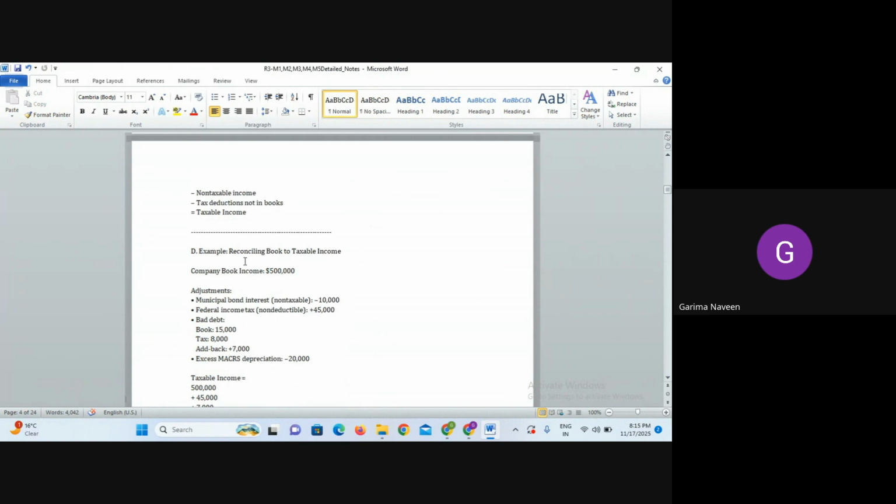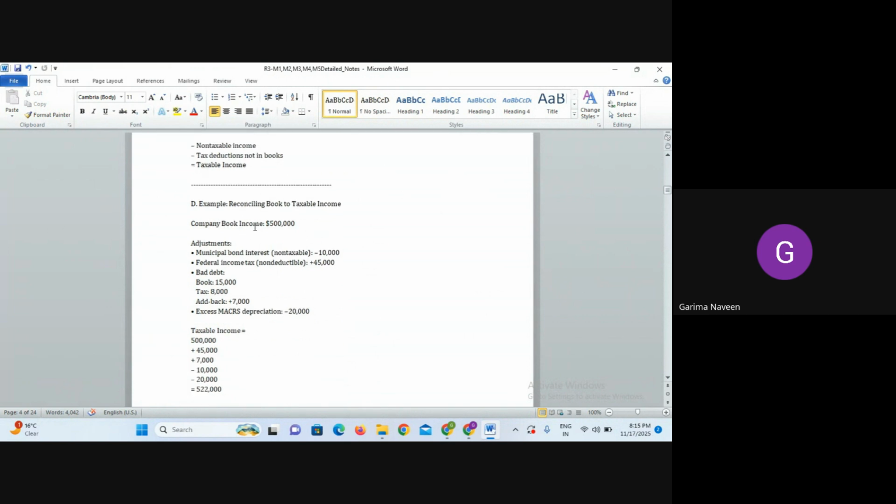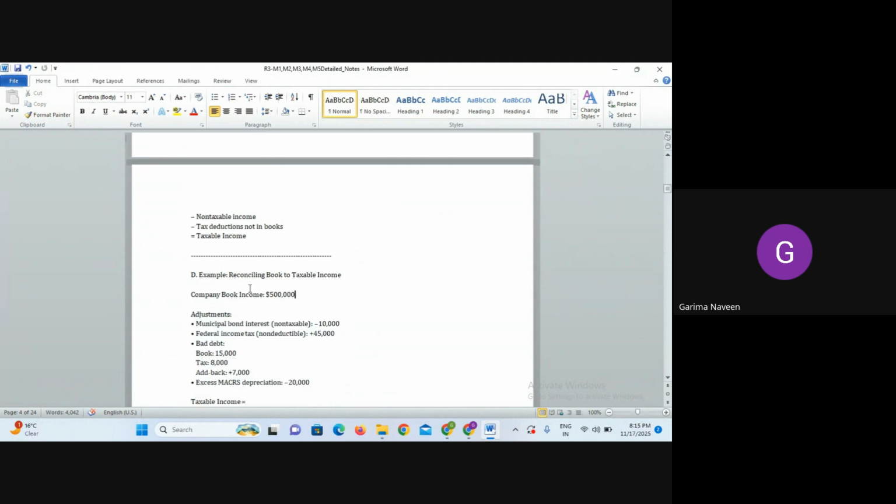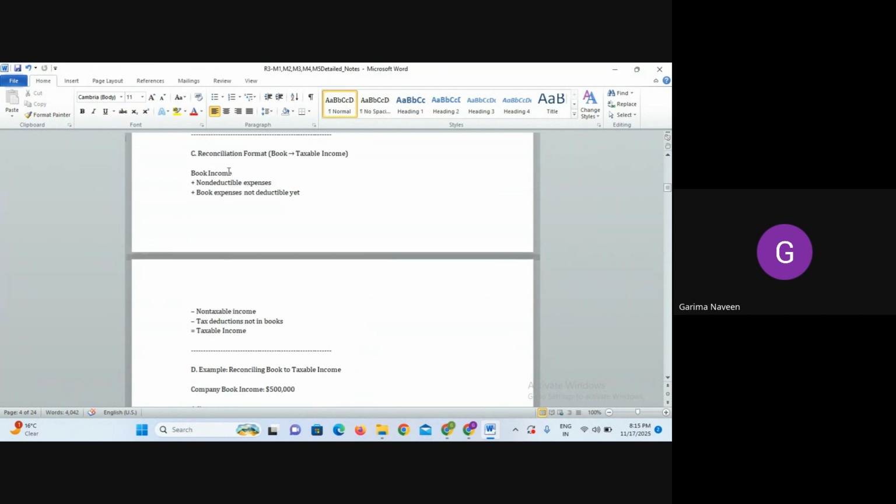So for example, suppose your book income is $500,000 and certain items are given for which you have to make certain adjustments to get your taxable income. Okay, so first of all is municipal bond interest. So what do you think, is municipal bond interest taxable or non-taxable?